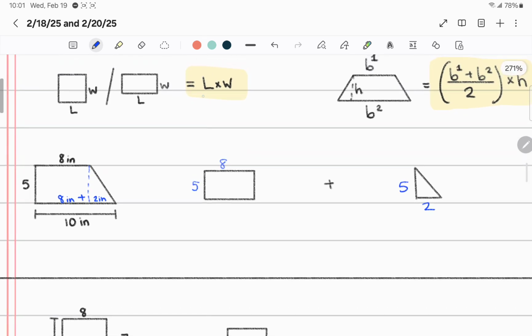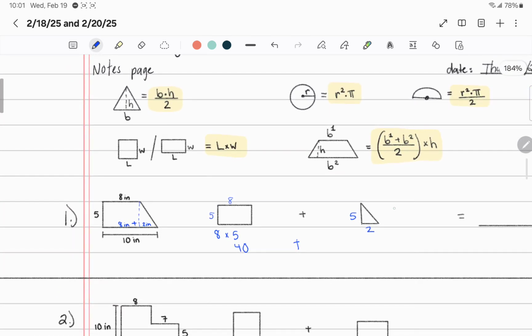So we have a rectangle. Rectangle is length times width. So that gives us 40. Plus, and then our triangle is base times height divided by 2. So the top part, we multiply it, that gives us 10. 10 divided by 2 is 5. Or you could have canceled the 2's and you're left over with 5 anyways. But it only works with the 2's.